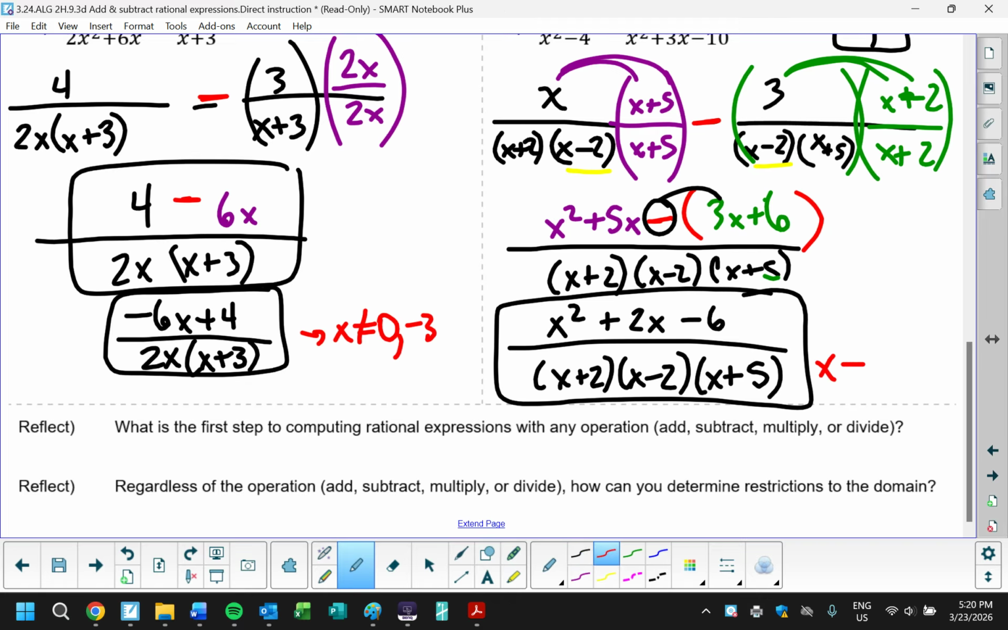Meanwhile, 3 different exclusions at this time, folks. In order from least to greatest, I see negative 5 would blow it up, I see negative 2 would blow it up, and so would positive 2. Now, pause if you need. Write down first step to computing anything rational, as well as restrictions. Come on back when you're ready.